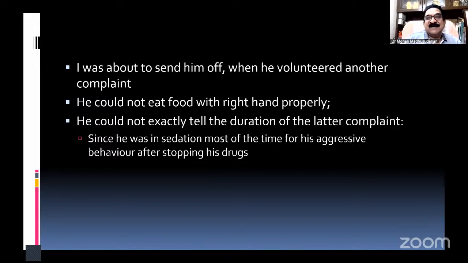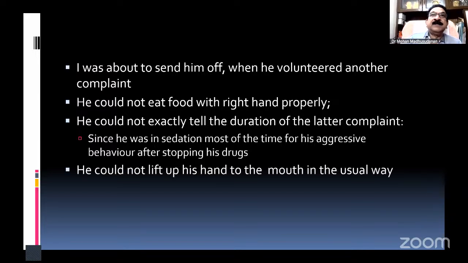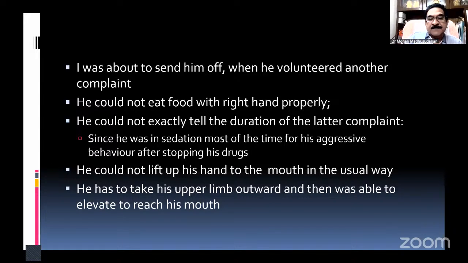He cannot tell because he was all the time under sedation because of his agitated behavior. He was in sedation most of the time for his aggressive behavior after stopping drugs. When he came to his sensorium, he did not remember having weakness on the right side. That is why he did not complain. When I asked him whether it was there initially, he was not sure. He said it could have been. He noticed the problem when he started eating with his right hand. He could not lift his hand to the mouth in the usual way. He has to take his upper limb outward and then elevate it to reach the mouth. I'll show the picture. He complained of no pain.